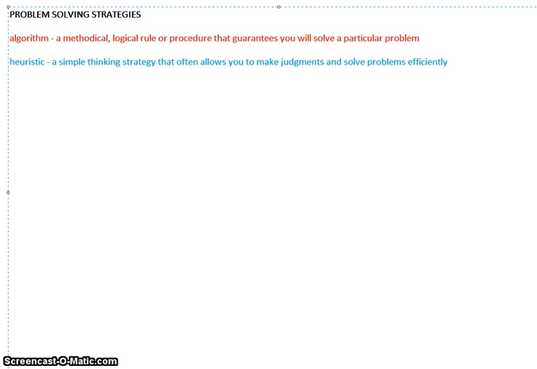And then finally, you have insight. Insight is a sudden realization of the solution to a problem. And that contrasts with strategy-based solutions, like the algorithm and heuristic. So, examples for each of these.